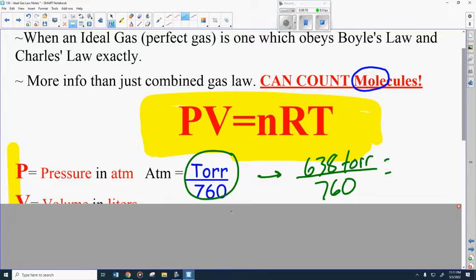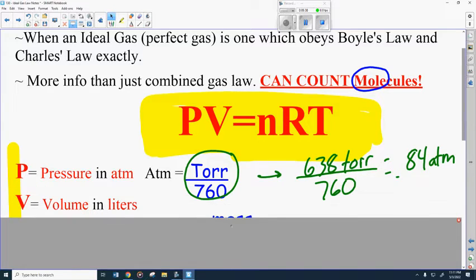Let me go ahead and plug that into my calculator here. Let's see here. What does it say? 638 divided by 760, 0.84 atmosphere. There we go. So kind of similar to when we convert from Celsius to Kelvin at the beginning of a lot of problems. Just watch out every now and then. I'm going to throw some torr your way to make sure you're not sleeping on your units.